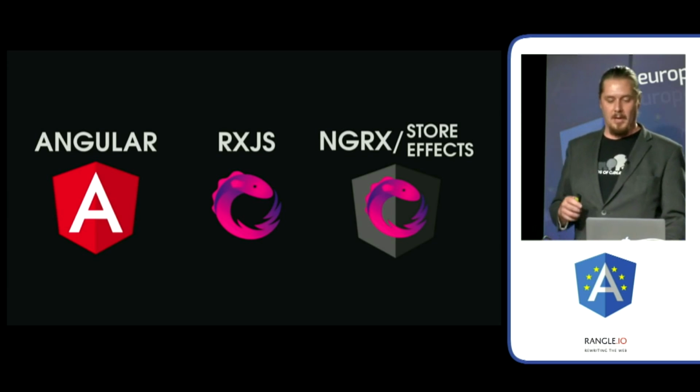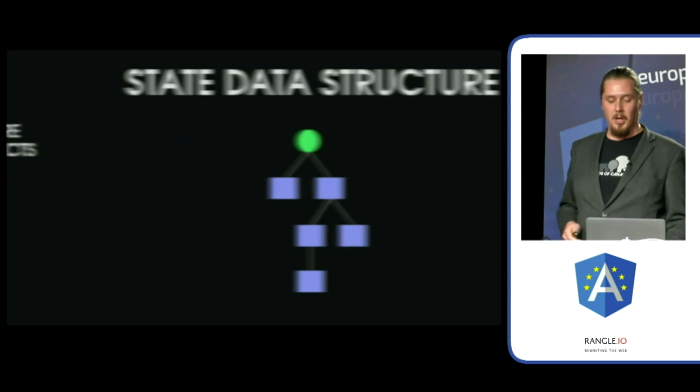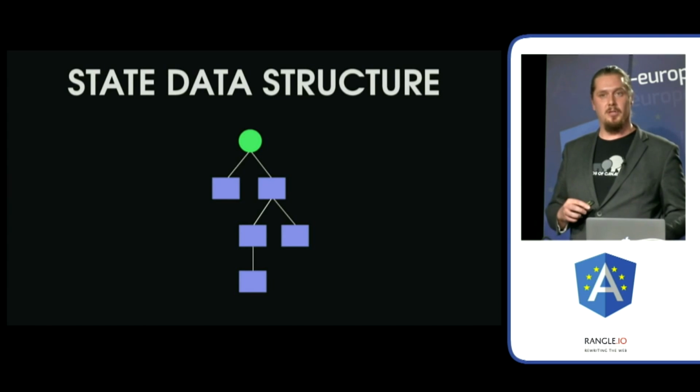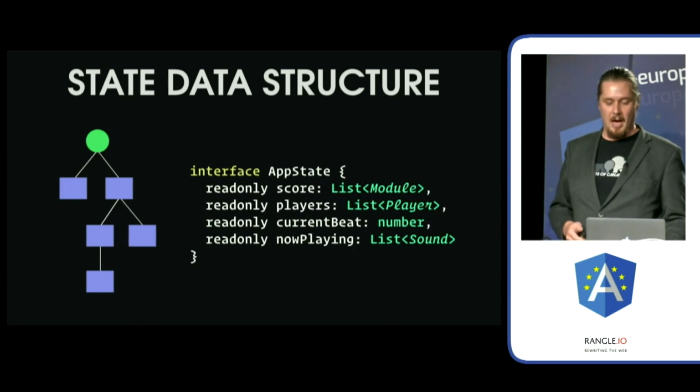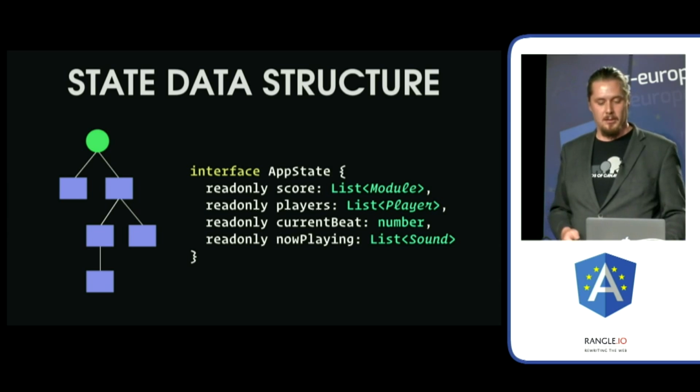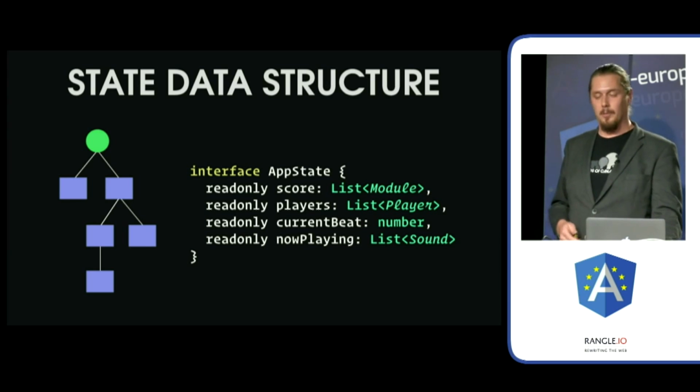So at the center of this whole architecture, we have really the most important thing, which is the state of the application. That's a single data structure that completely describes what's going on in the app. So who's playing it? What are they playing right now? What are they going to play next? It's all going to be in that single data structure. And that's an immutable data structure, which means that we never change it.